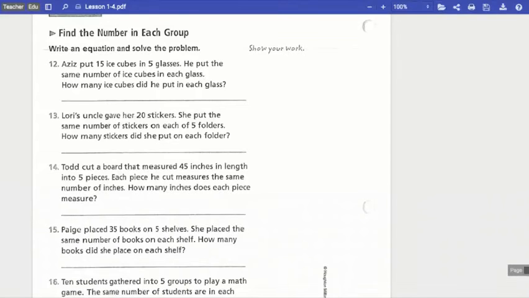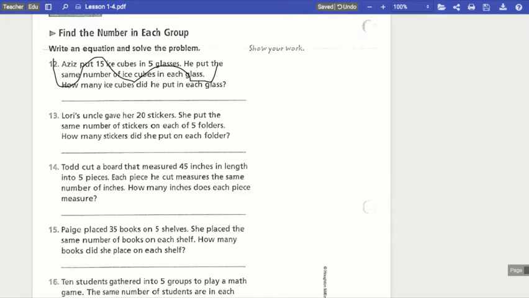Of lesson 1-4. We are going to find the number in each group, and this is going to help us come up with our division equations and solving these story problems. So the first one we're going to do the odd numbers only. So we'll cross out number 12 here and start with number 13.